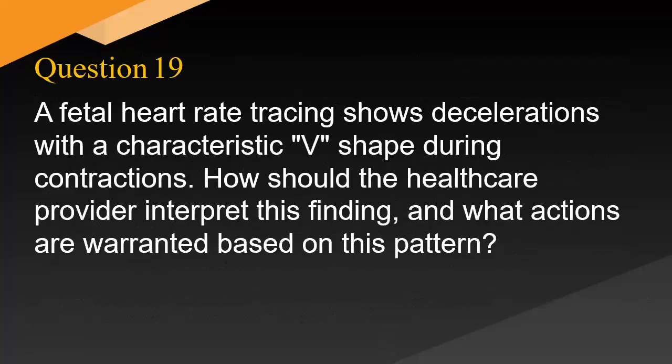A fetal heart rate tracing shows decelerations with a characteristic V shape during contractions. How should the healthcare provider interpret this finding, and what actions are warranted based on this pattern?